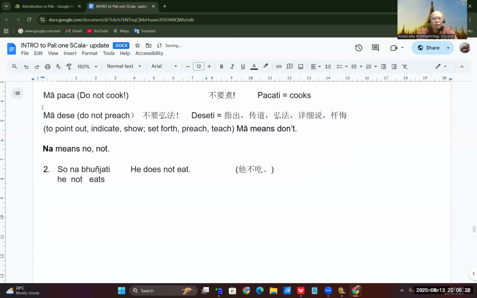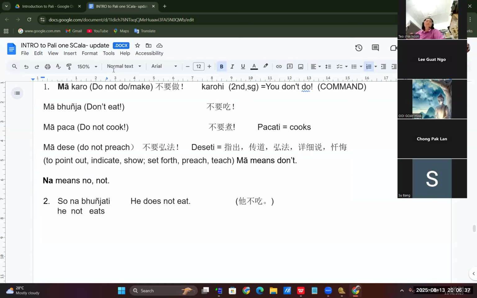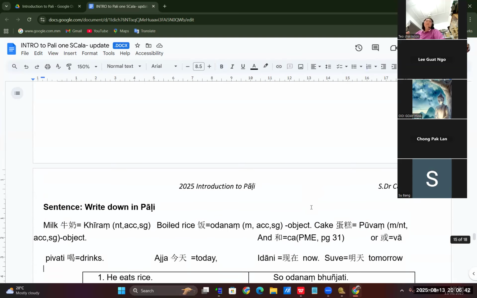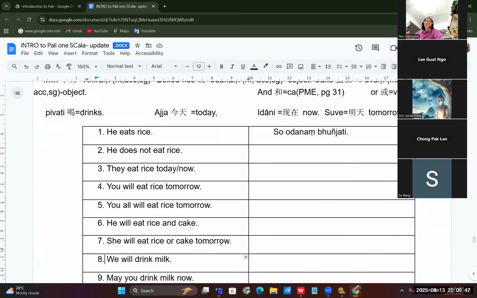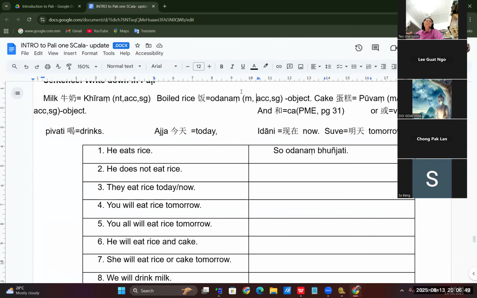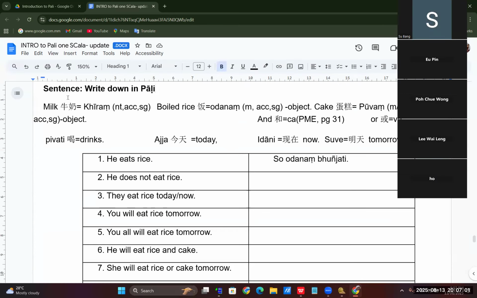So any question about these two points? Ma and na. Any question? Okay. Now this one, we will discuss next week. All right. So before we discuss next week, we go through the vocabulary, all right? I want you all to try this one. So try to write something. Next week we will see whether your answer and my answer are correct or not. So we go for sentences.